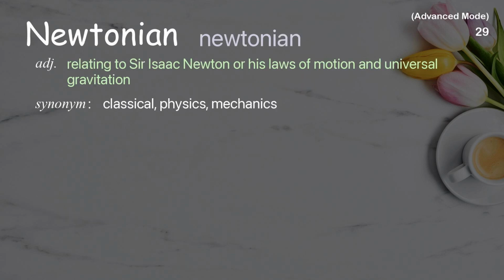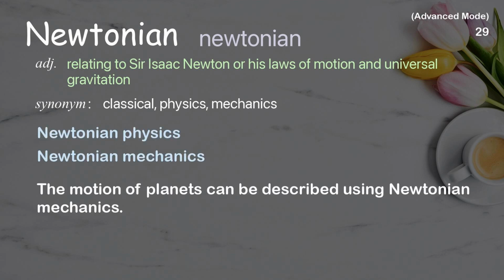Newtonian. Relating to Sir Isaac Newton or his laws of motion and universal gravitation. Examples: Newtonian physics, Newtonian mechanics. The motion of planets can be described using Newtonian mechanics.